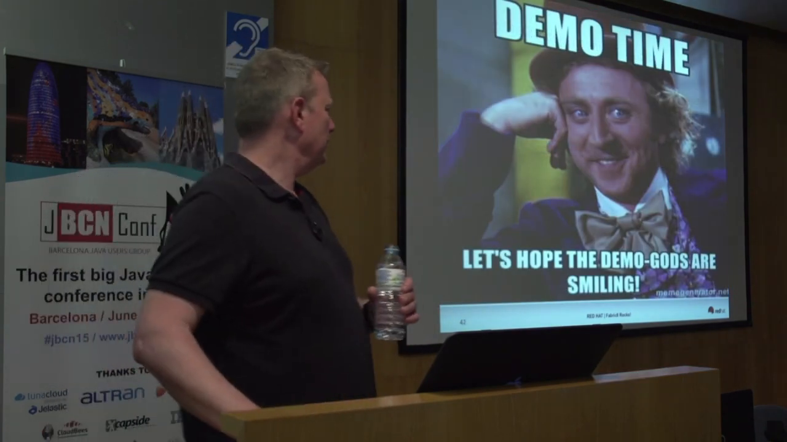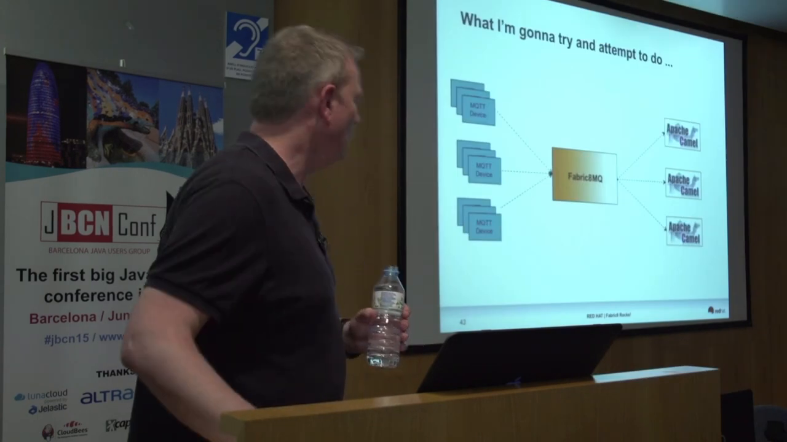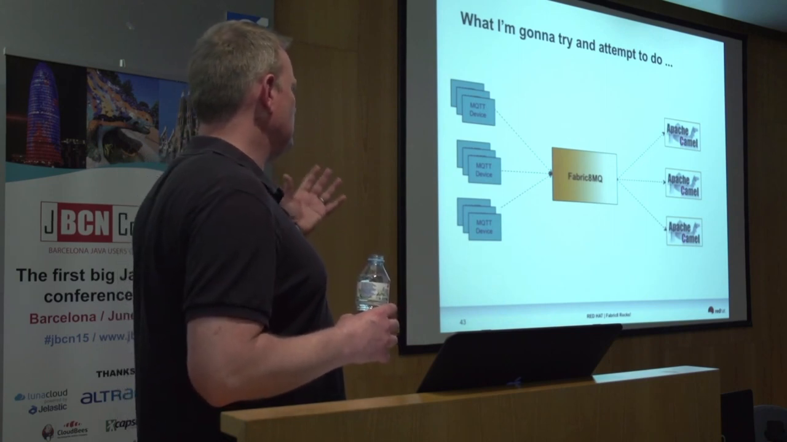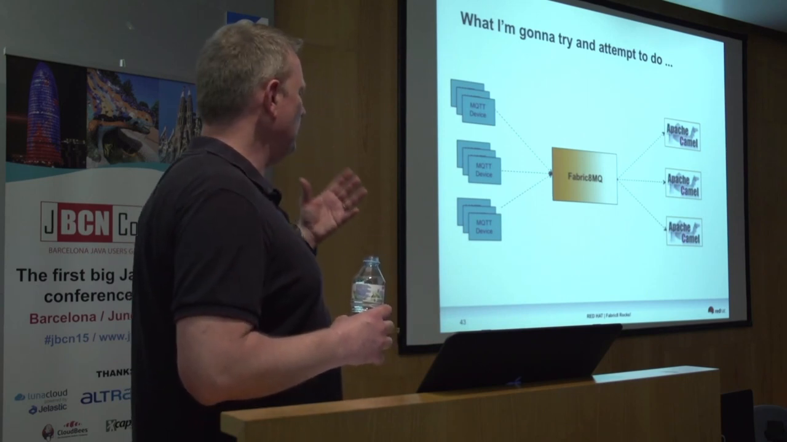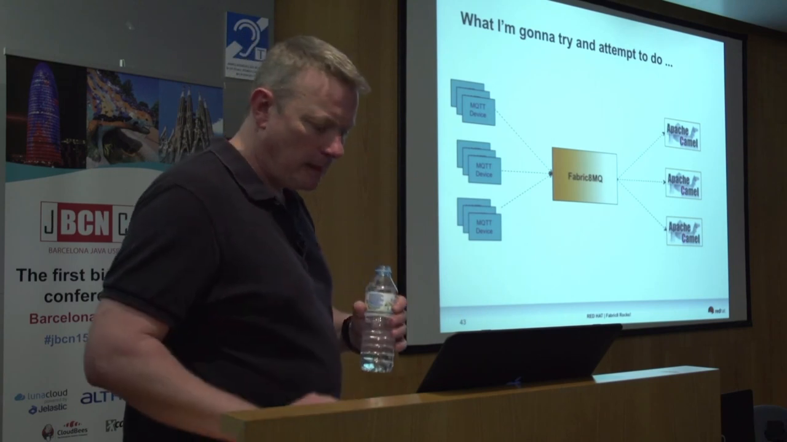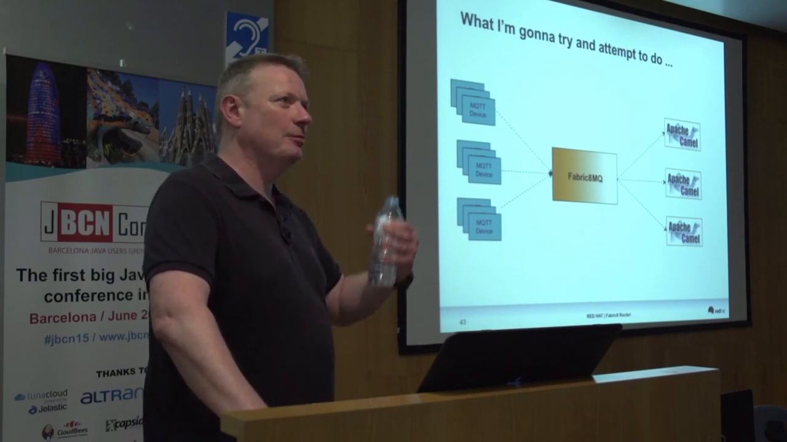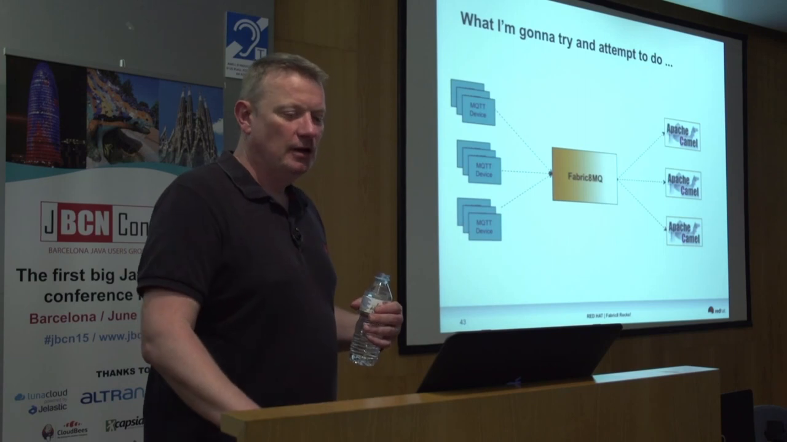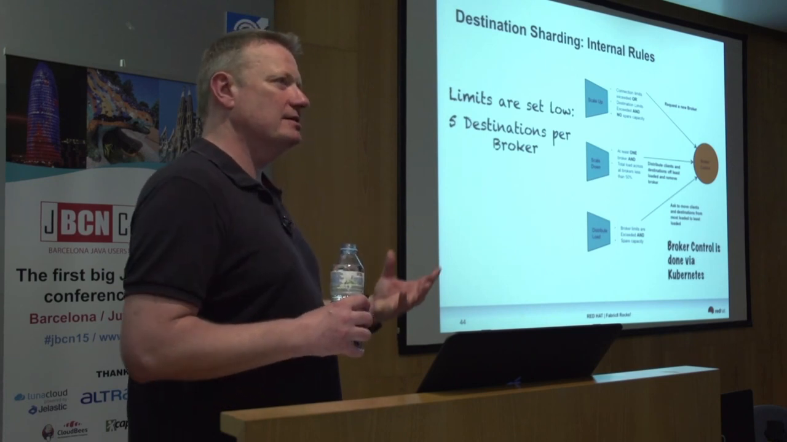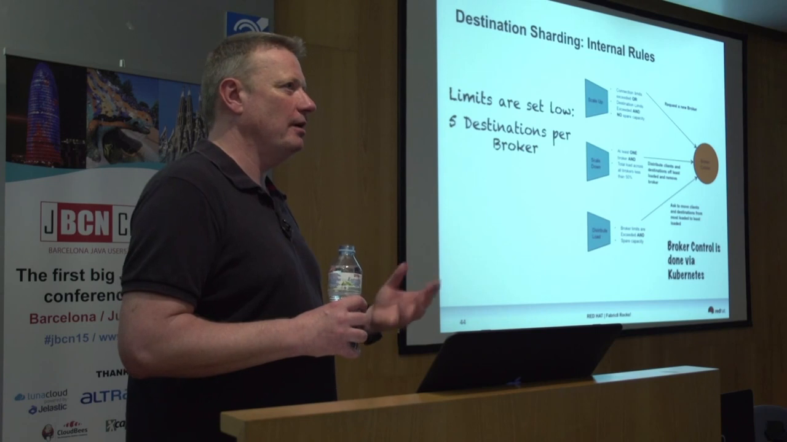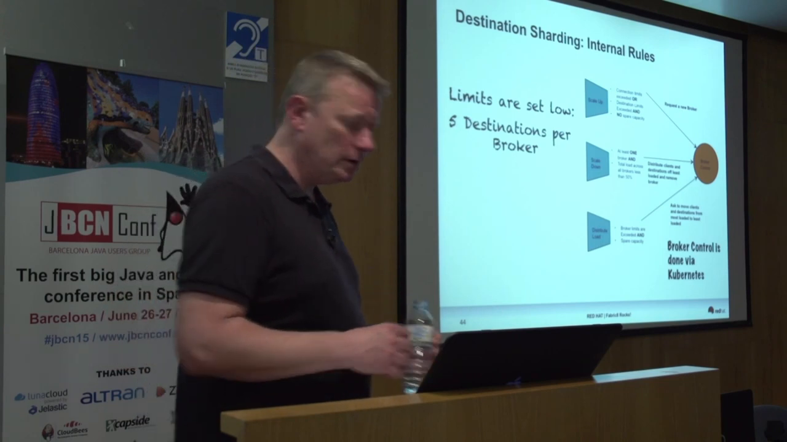So I'm going to do a quick demo, and this is what I want to demonstrate to you. I'm going to demonstrate MQTT devices, but I don't actually have any here, so I'm going to simulate those, talking through Fabric8MQ to consumers at the back end. And because this is a demo, I want to try and demonstrate ActiveMQ brokers spinning up automatically to cope with the load. There are limits you can set. When I talked about the rule engine before, the limits internally inside Fabric8MQ are usually quite high, usually a couple of hundred destinations. I've set these to 5 destinations per broker. Okay.